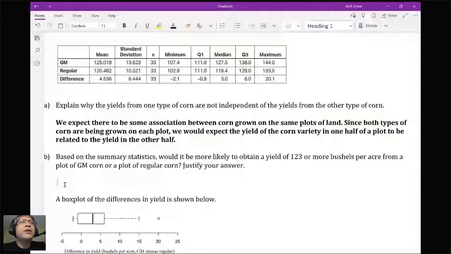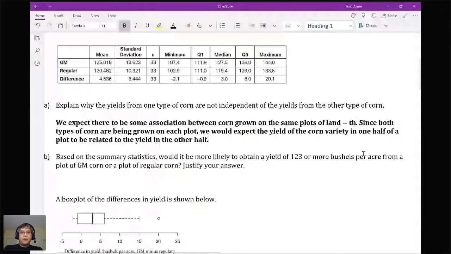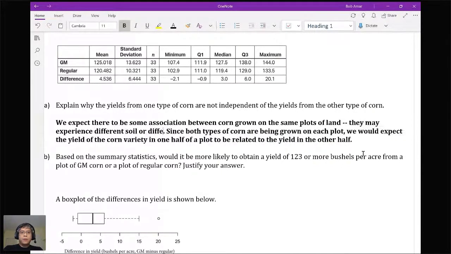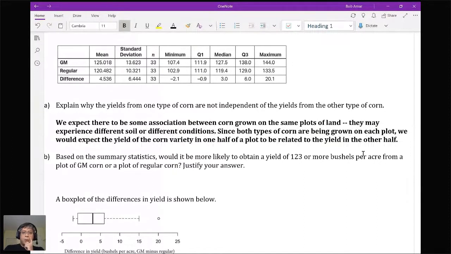She's saying, so I said weather conditions and soil types between the parts of the plots make them dependent. Yeah, I could say, yeah, that would be a good addition to this. Like, for example, they experience different soil or different conditions. I don't know if that clarifies it. Yes, thank you, Neil.